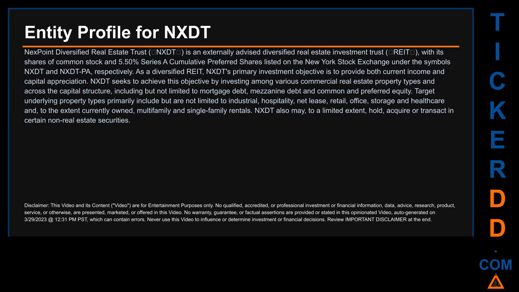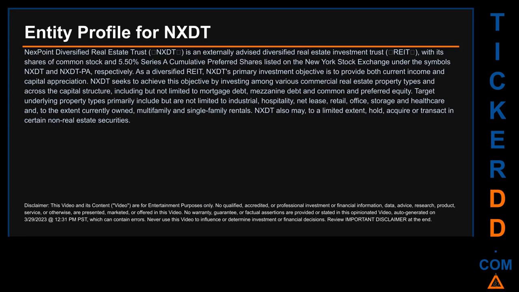I searched the public web to find information about the company that is behind this ticker. Here's what I found. NextPoint Diversified Real Estate Trust, NXDT, is an externally advised diversified real estate investment trust, REIT, with its shares of common stock and 5.50% Series A cumulative preferred shares listed on the New York Stock Exchange under the symbols NXDT and NXDTPA, respectively.